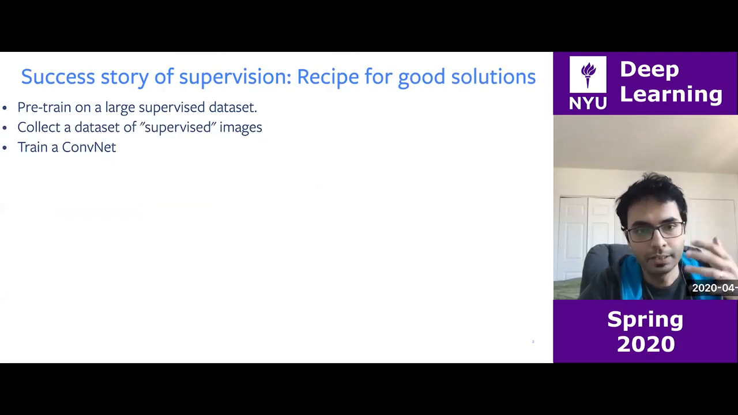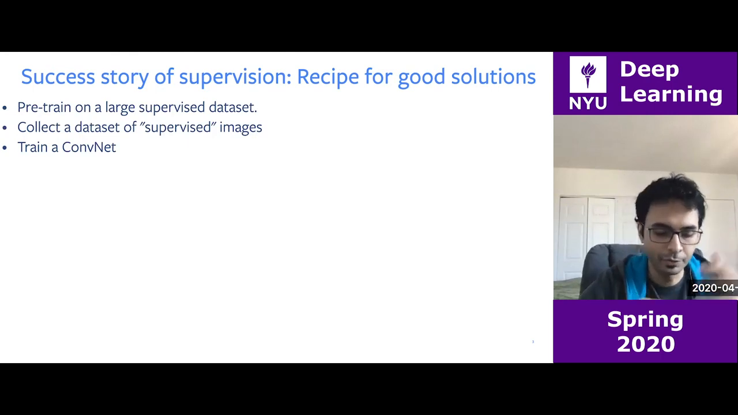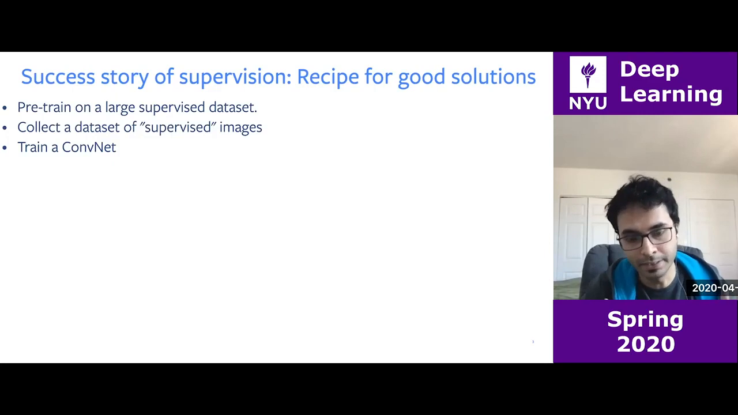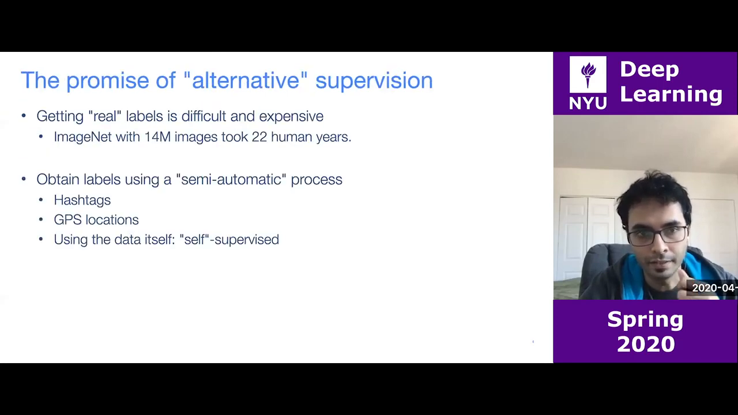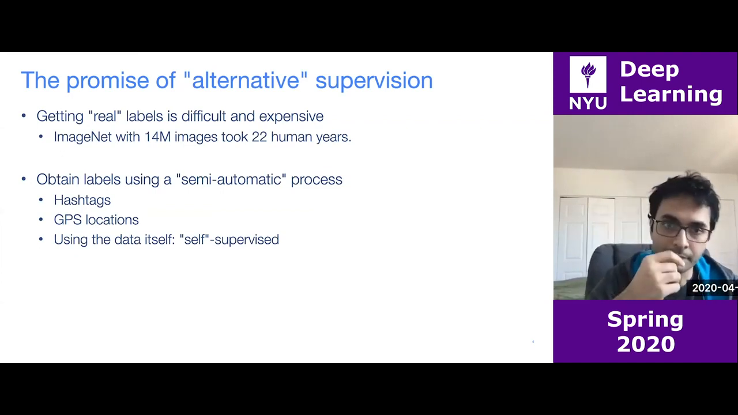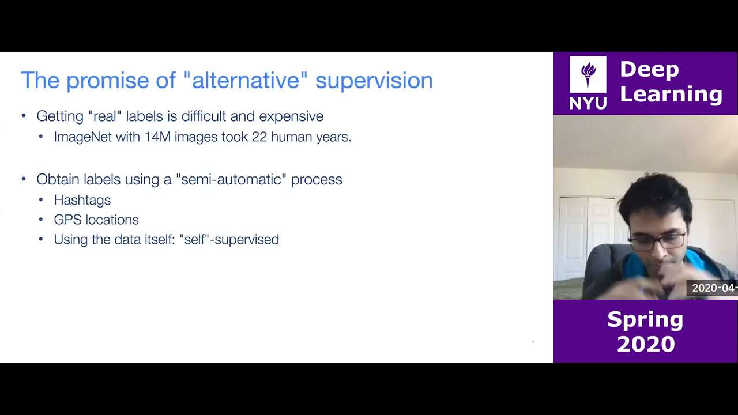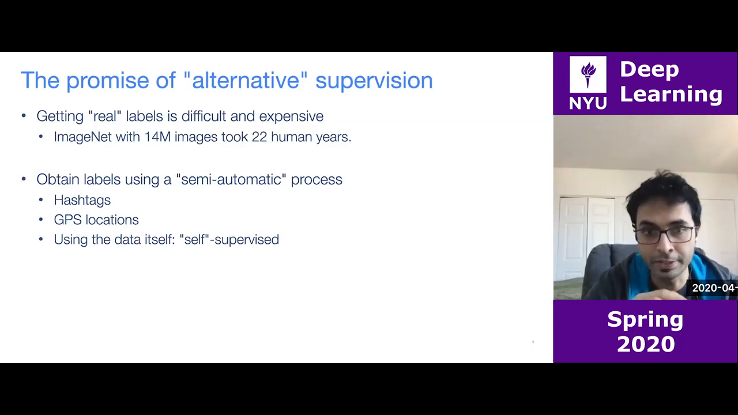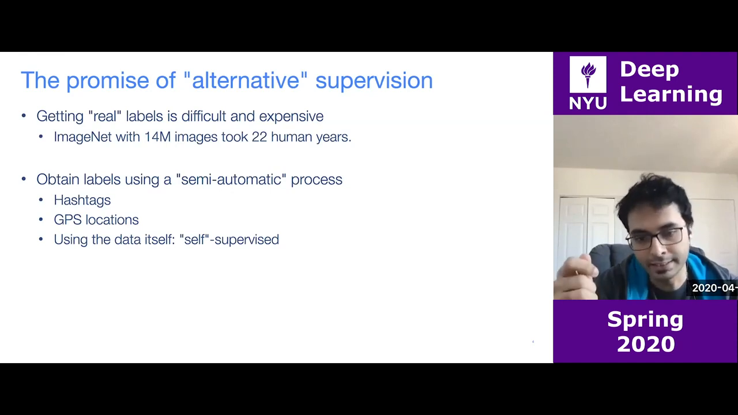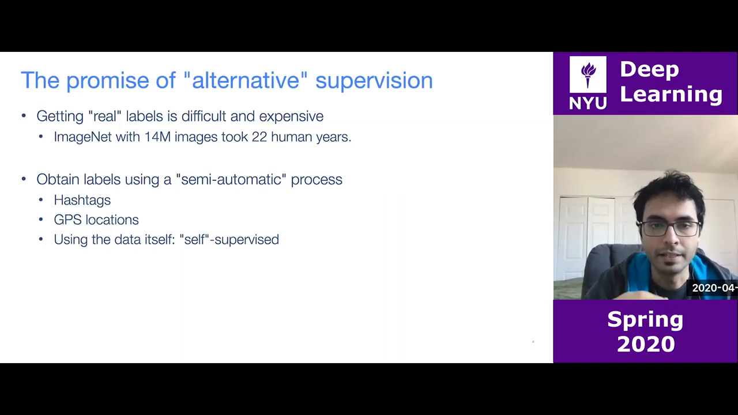Now, this really involves collecting a large dataset of supervised images. And you need to get a bunch of these large diverse images and label them with a bunch of large diverse concepts. So let's first try to see whether we can collect these labels and what are the difficulties in doing so. The ImageNet dataset is a very small dataset in the grander scheme of things. For example, ImageNet just has 14 million images and it has roughly 22,000 concepts. And just labeling this entire thing, if you look at the amount of effort that was spent, it's about 22 human years to label this entire dataset.